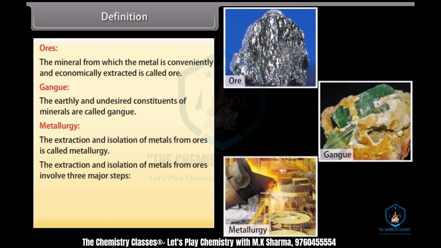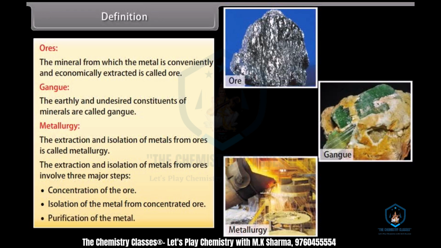The extraction and isolation of metals from ores involves three major steps: concentration of the ore, isolation of the metal from concentrated ore, and purification of the metal.